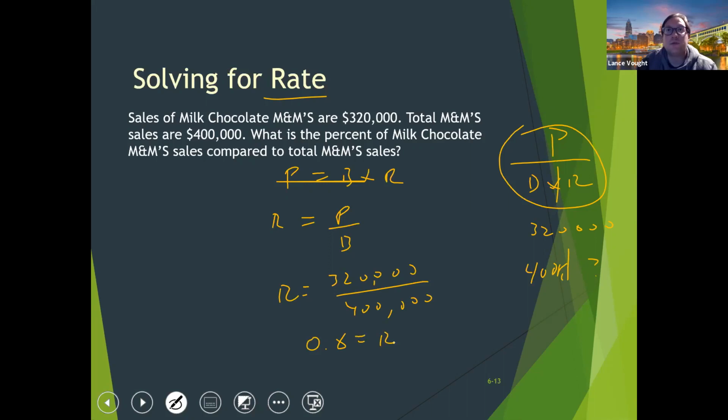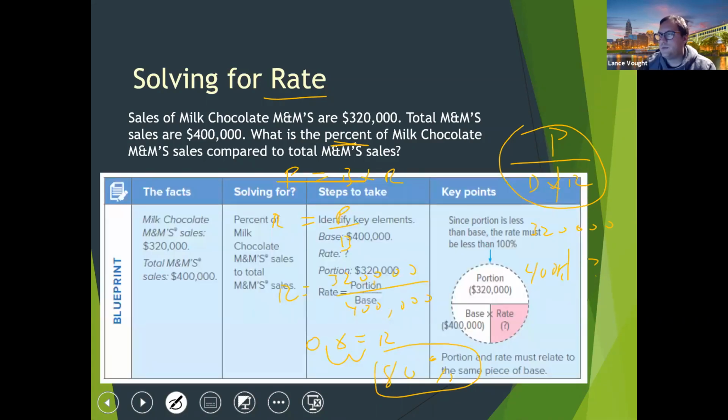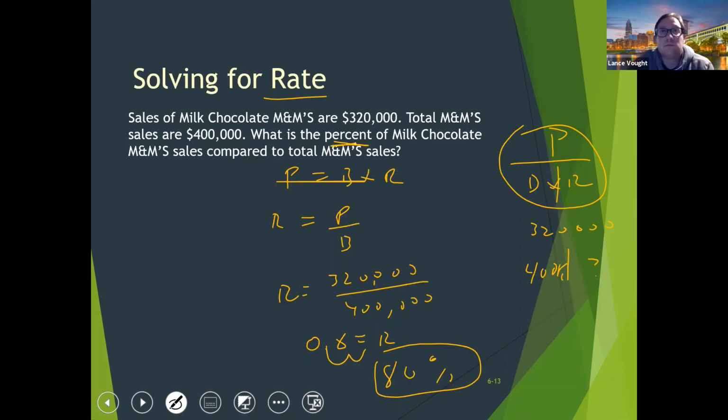We want to convert this to a percentage. We multiply times 100, so we get 80%. Because it's asking for percent, not decimal. And then here's the formula again, but hopefully you got it. We're going to solve base now. So we jump to base.